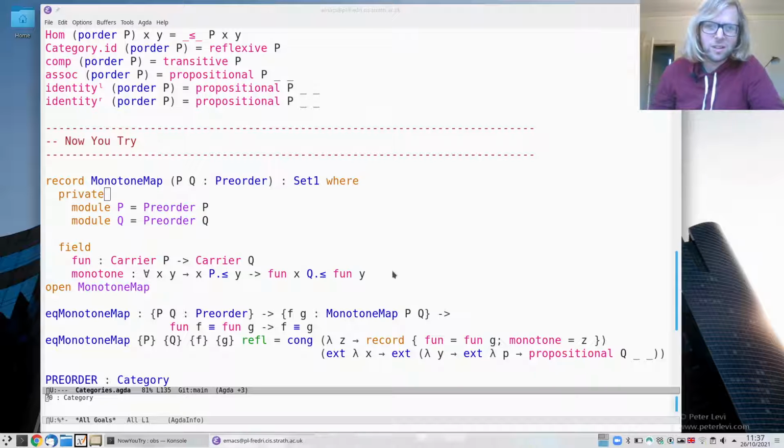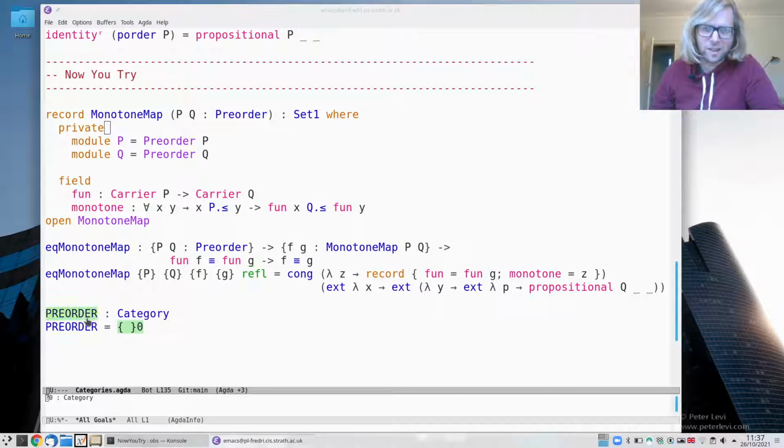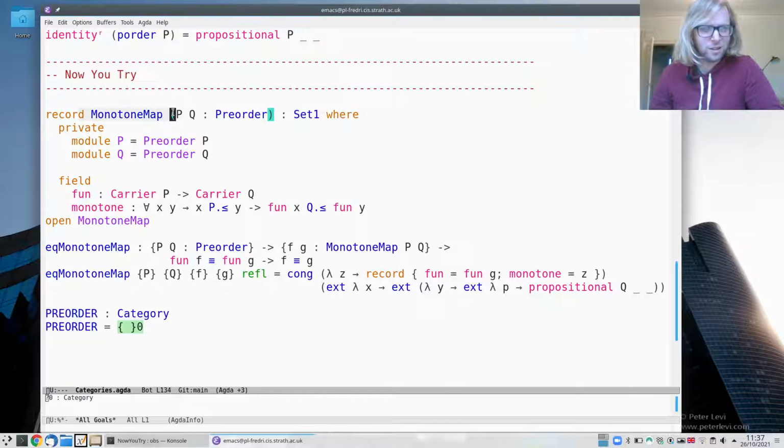Hello, this is a solution to the categories now we try. Here I asked you to make a category where the objects are preorders and the morphisms are monotone maps. So let's do that. The easy way to do this is to use co-pattern matching.